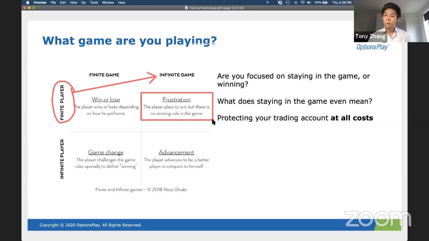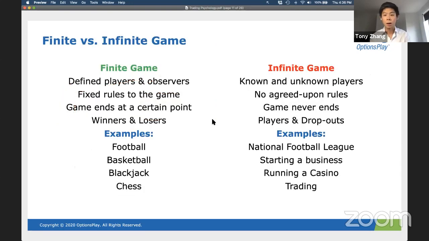And I know this, if this is the first time you've heard about infinite versus finite games, it's going to take a bit of time to wrap your head around it. But it's such an important theory to understand that you're playing a game that has nothing to do with winning. That when you're trading and you're thinking about, how do I win every single trade?